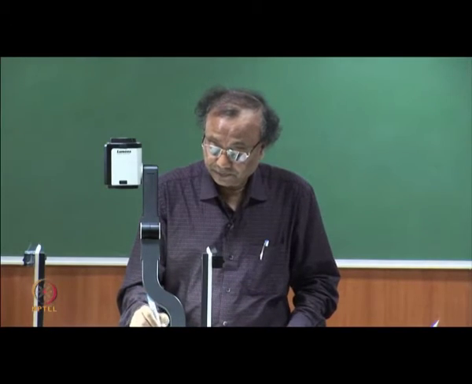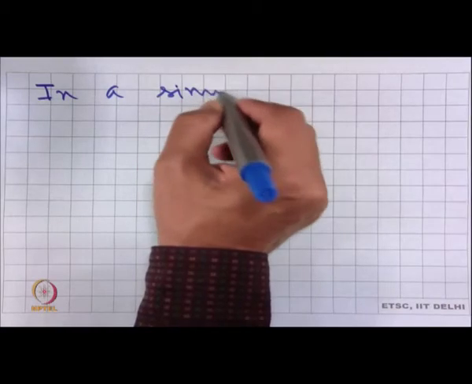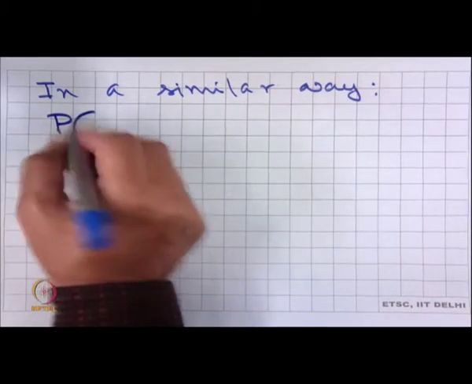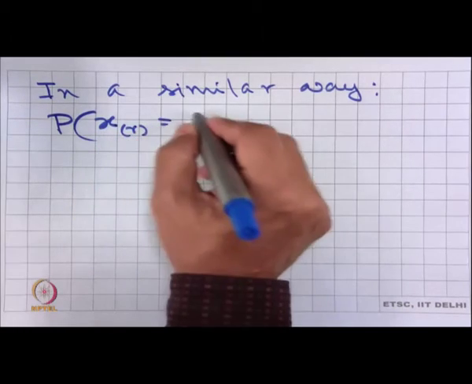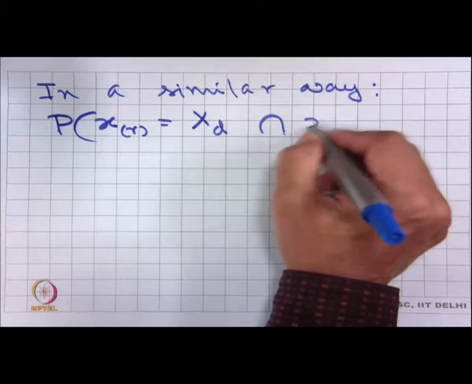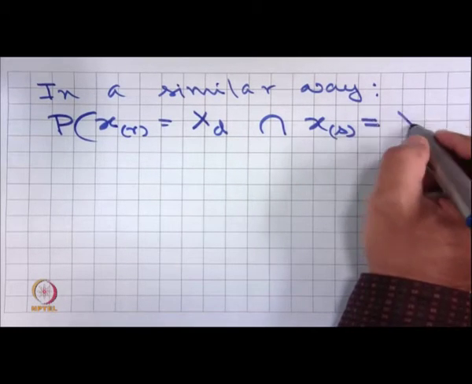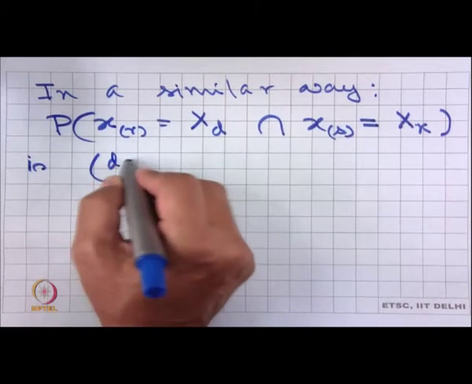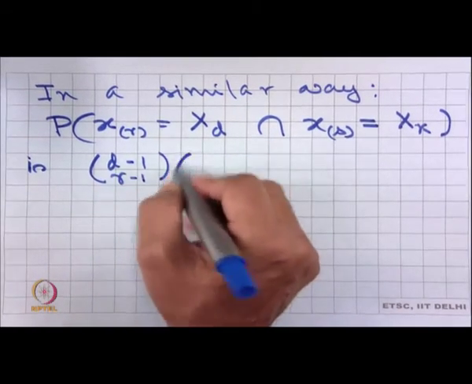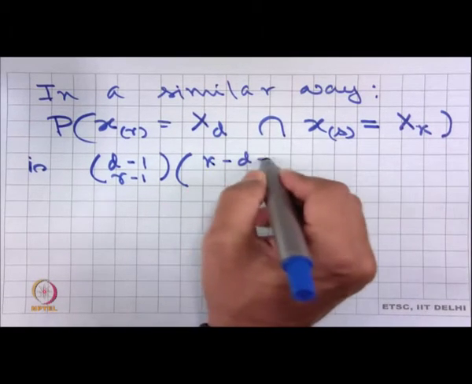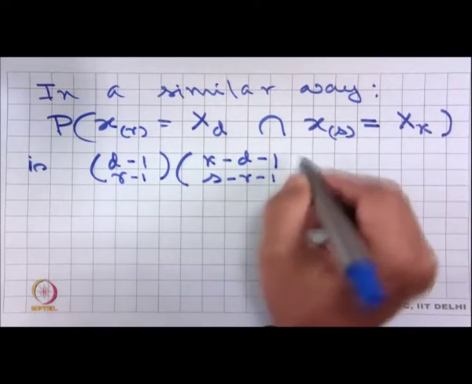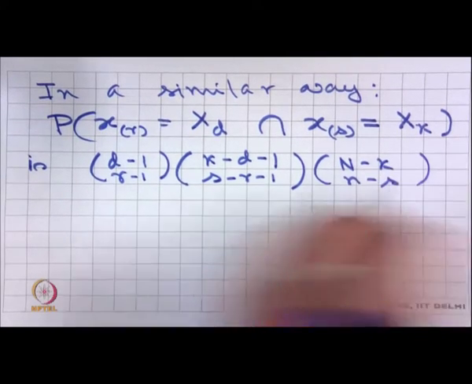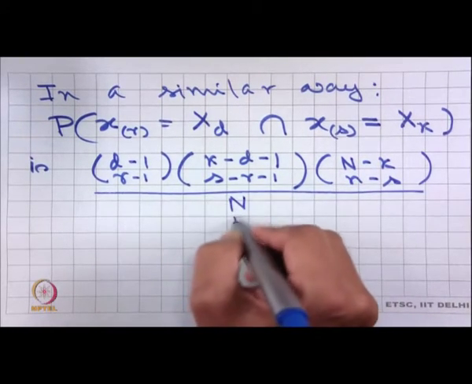In a similar way, the probability that x r is equal to x d and x s is equal to x k is d minus 1 c r minus 1, multiplied by k minus d minus 1 c s minus r minus 1, multiplied by n minus k c n minus s, upon n c n.